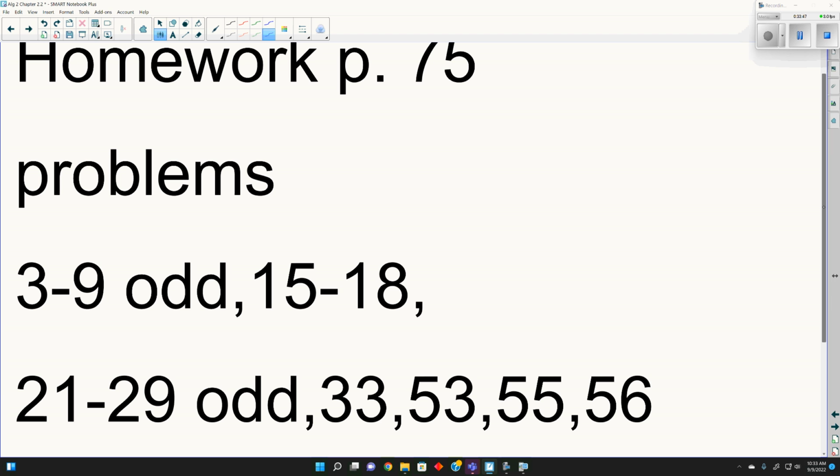33, correct and identify the error. That one's a little bit easier to identify or say what they did wrong. And then lastly, because you'll have to turn the page again, 53, 55, 56. Identify the axis of symmetry, vertex, and x-intercepts. So you're having 3 parts for those. And that's it.